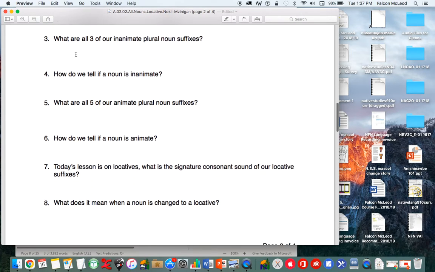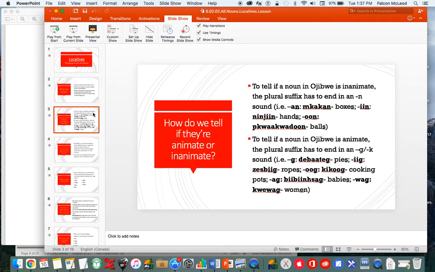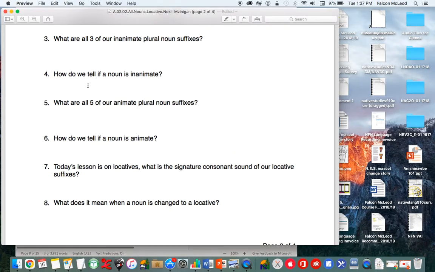Question number 3. What are all 3 of our inanimate plural noun suffixes? So we covered that earlier in the lesson here. Let's see. Oh yeah, so like right around here. If you don't remember what those are. So how do we tell if a noun is inanimate? Also, I just circled the area that tells that. What are all 5 of our animate plural noun suffixes? Again, that's just on the same slide I just showed. And how do we tell if a noun is animate? Again, that is something that's on that slide I just showed. So that's questions 3 to 6 answered on one slide.